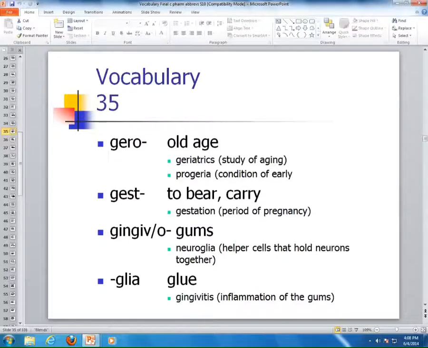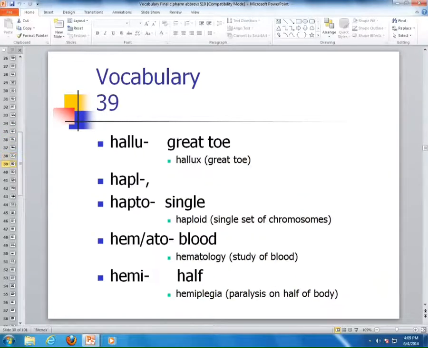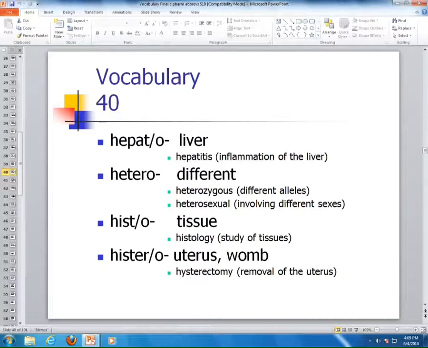Gingivo, I've got my examples here flipped, but gingivo, you know, gingivitis is inflammation of your gums. So gingivo is your gums. And glia means glue. We'll see some glial cells later. Sometimes they're called the neuroglia cells. And these are the cells that basically hold or glue the neurons together in the nervous system. So that's quite a few vocab terms, and we're going to continue through 21 through 40. So on Monday, I'll only have to go through histero, okay, the last few.